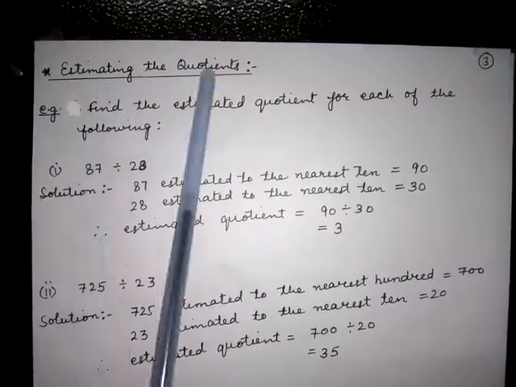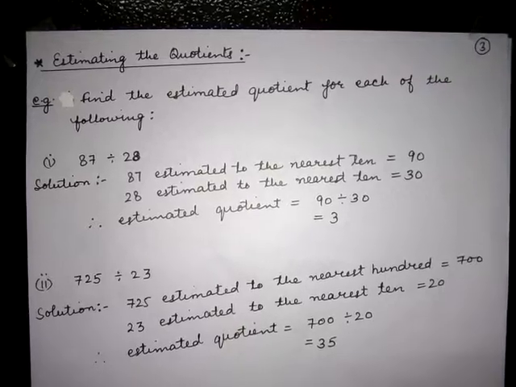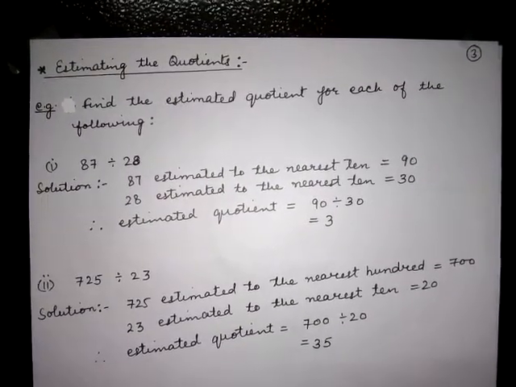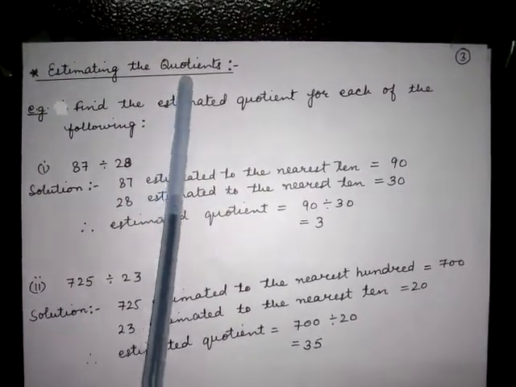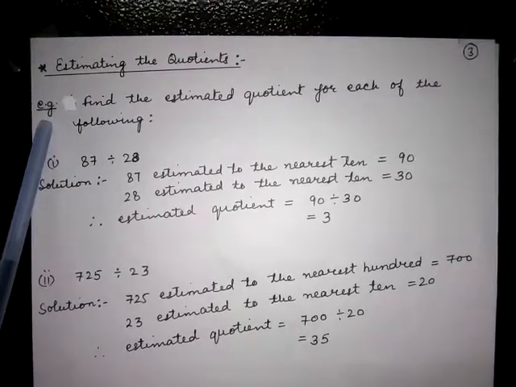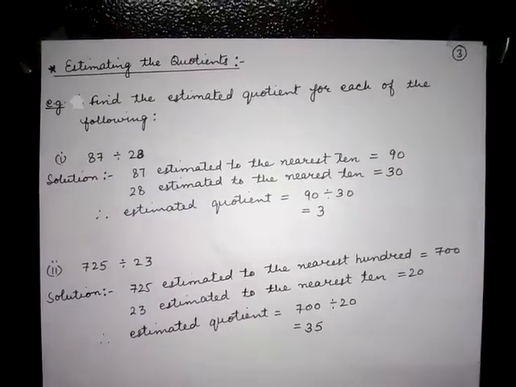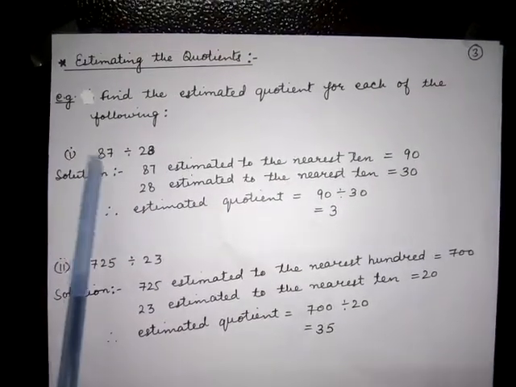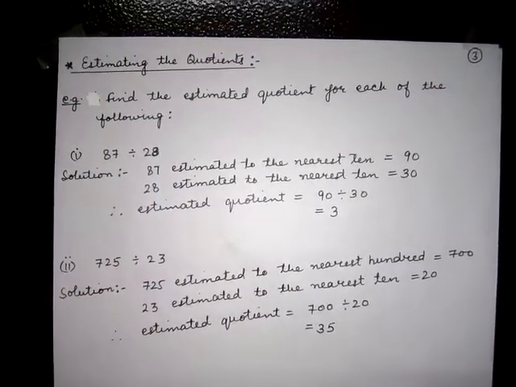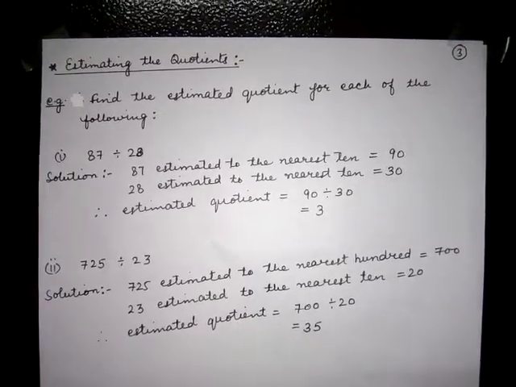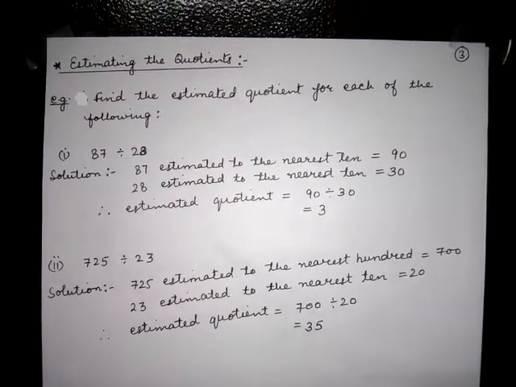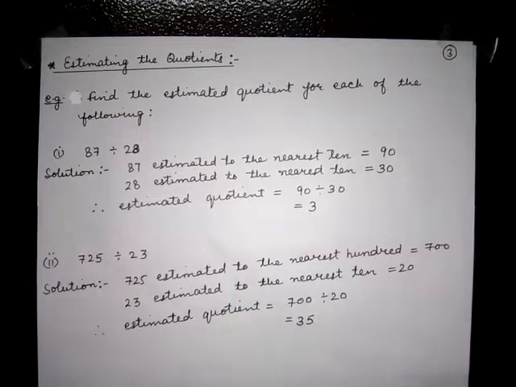Now estimating the quotient. You all know, when we divide any number, whatever answer comes is known as the quotient. So we have an example here. Find the estimated quotient for each of the following. First example we have 87 divided by 28. So we have to divide them and then find out the estimated quotient.